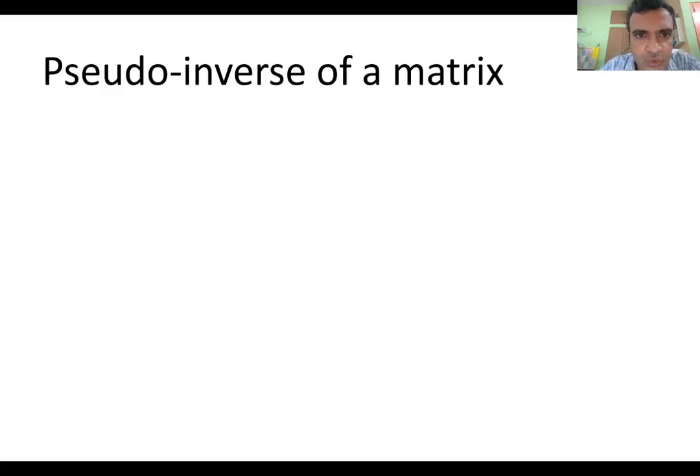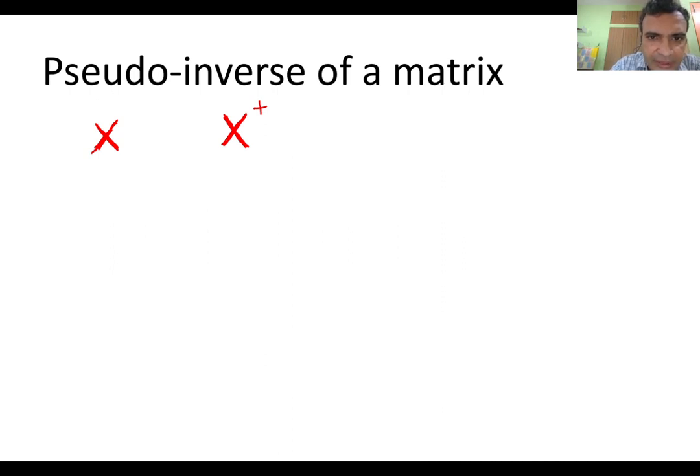For matrices whose inverse doesn't exist, there is something called a pseudo-inverse of a matrix. So for example, let's say I have a matrix X and it is not a square matrix. Then for this matrix I can define a pseudo-inverse. And the notation that we'll use here is the superscript plus.